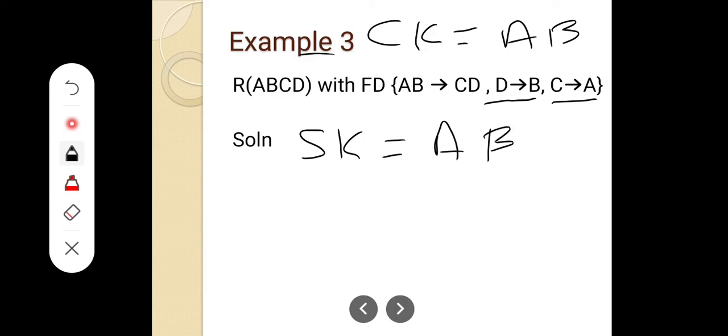The super key A and B can be replaced as what? What can we replace A with? A can be replaced as C. Right? C determines A. So A can be replaced with C, then B can be replaced with D. So the new super key is CD. Okay, if you want you can check whether this CD is a super key by taking the closure, and if the closure contains all the values it will be a super key. Okay, so our new super key will be CD.